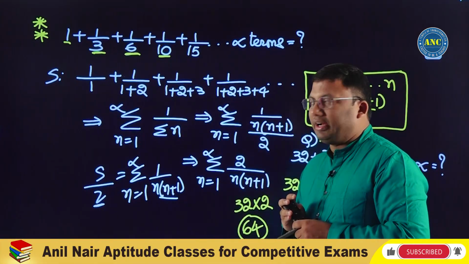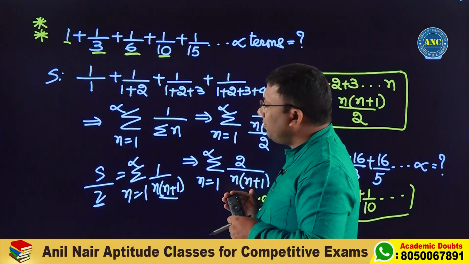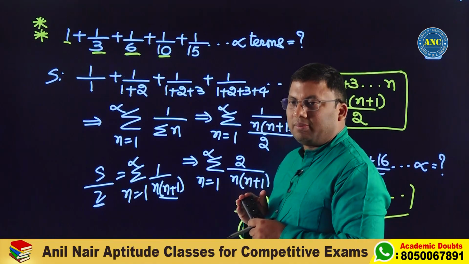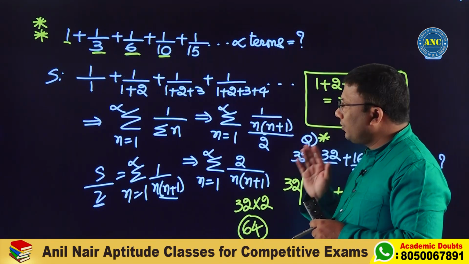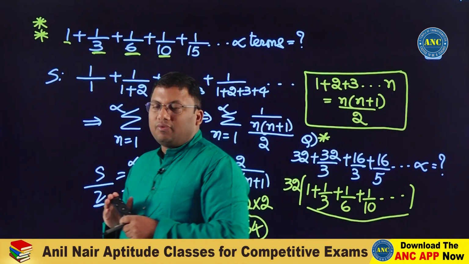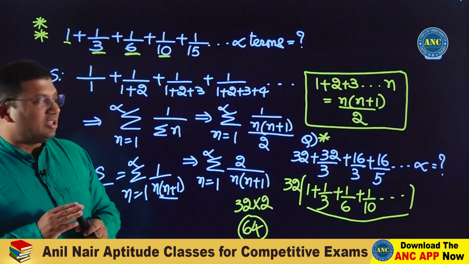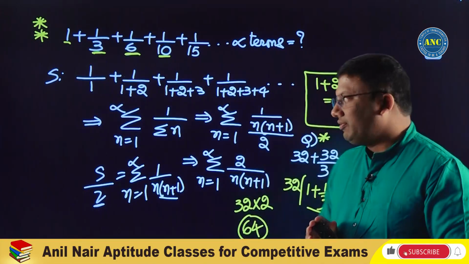Very, very important series. If the question is of the format 1 plus 1 by 3 plus 1 by 6 plus 1 by 10, concept clear? Take 32 common, the remaining will be 1 plus 1 by 3 plus 1 by 6 plus 1 by 10. That is 2. 32 2s are 64.